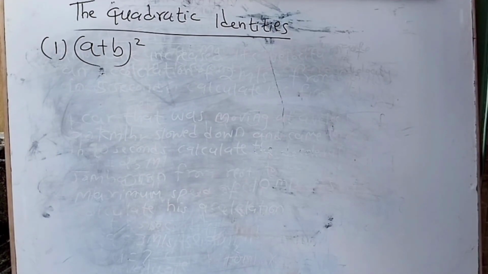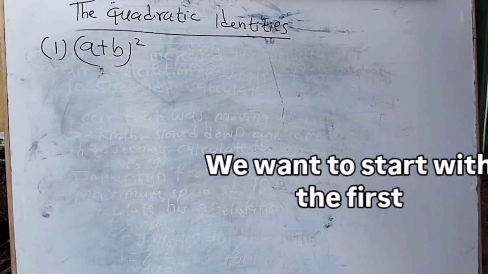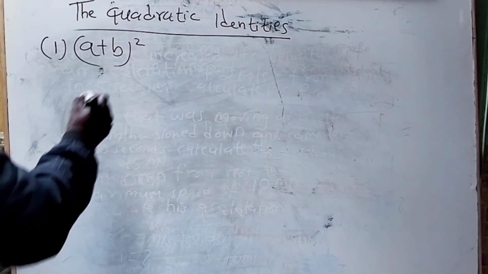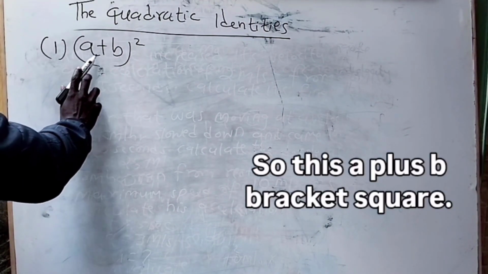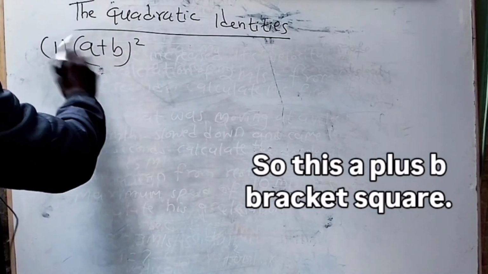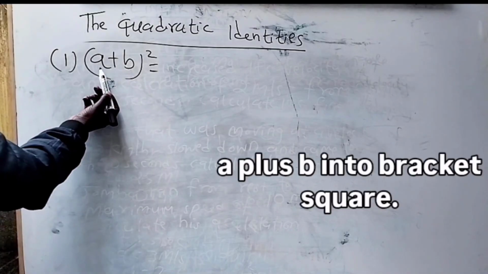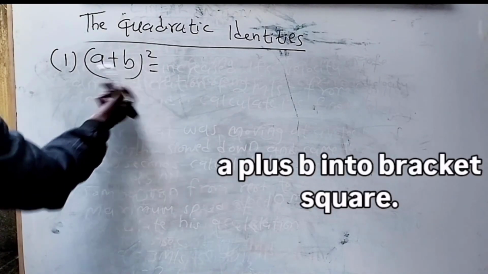Alright, so we want to start with the first quadratic identity. This is the first quadratic identity, (a plus b) squared. How do you use this one? A plus b in the bracket squared.